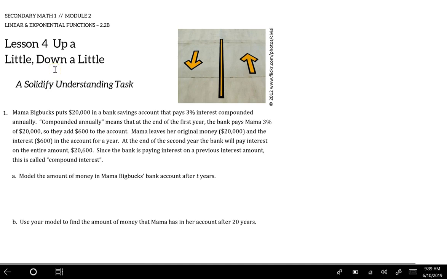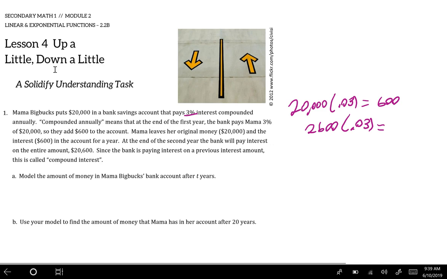So Mama Big Bucks here has put $20,000 into a bank savings account that pays 3% interest compounded annually. Compounded annually means that at the end of the first year, the bank pays Mama 3% of the $20,000, so they add $600 to the account. So we have $20,000 multiplied times 0.03, which is 3% as a decimal, and that's $600. So they're adding that to the $20,000 to get $20,600, and they're going to multiply that at the end of the second year times 0.03 to figure out what amount gets added to the $20,600, and so on and so forth.